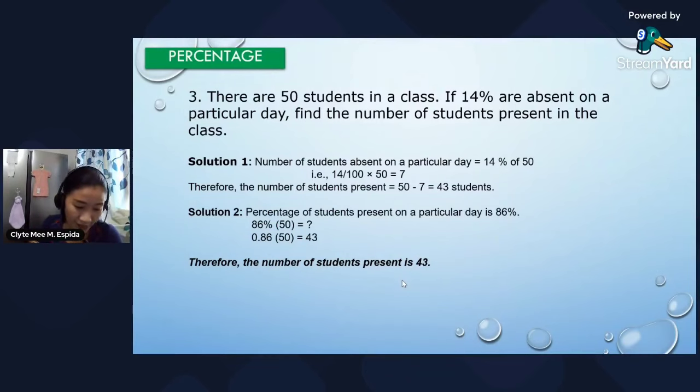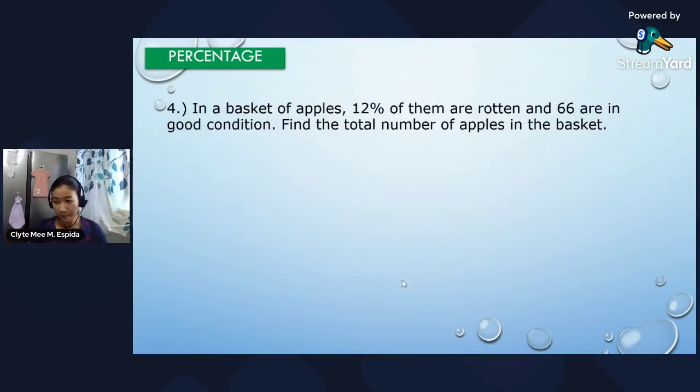So let's have number 4. In a basket of apples, 12% of them are rotten and 66 are in good condition. Find the total number of apples in the basket. Okay, for number 4, it is not asked of the rotten or the good ones in good condition, but it is asked of the total number of apples in the basket. Okay, I'll be waiting for your answers.